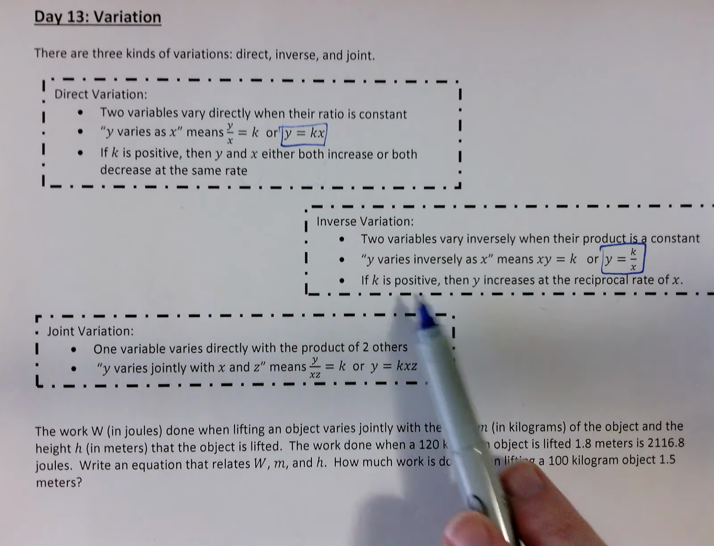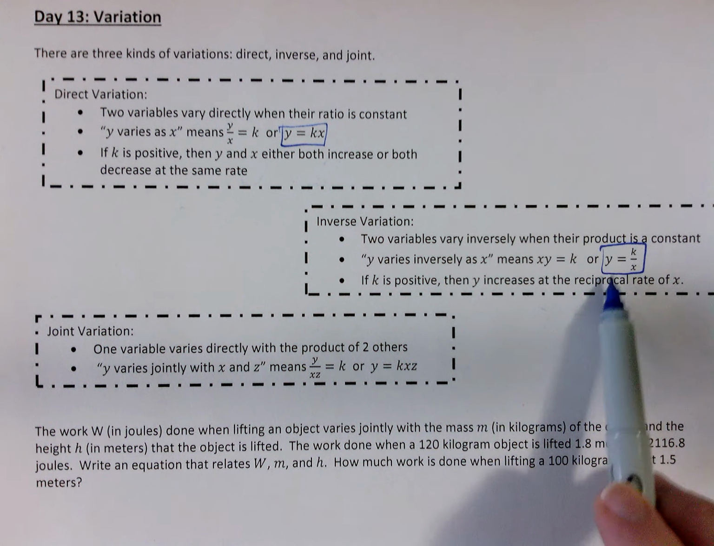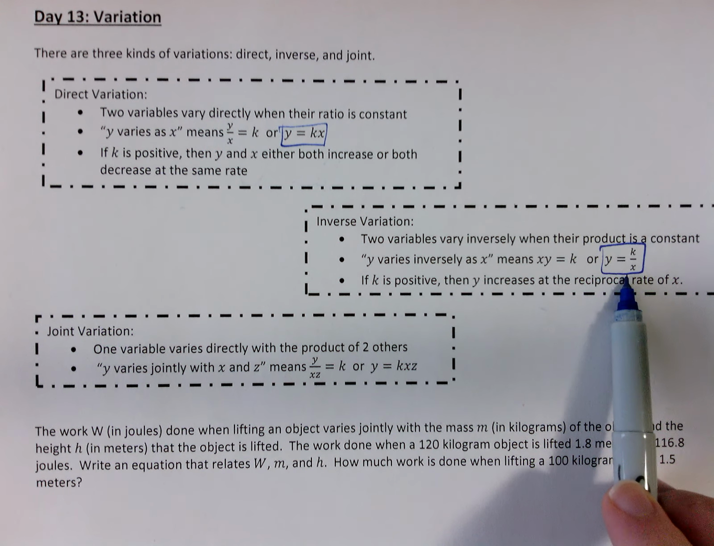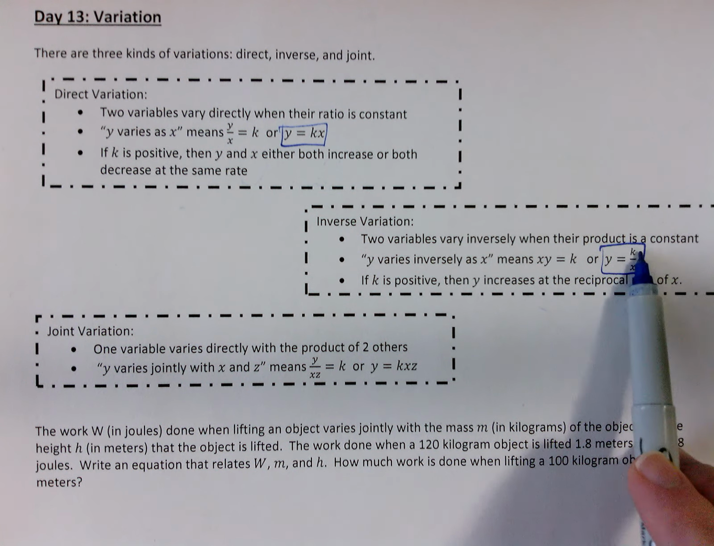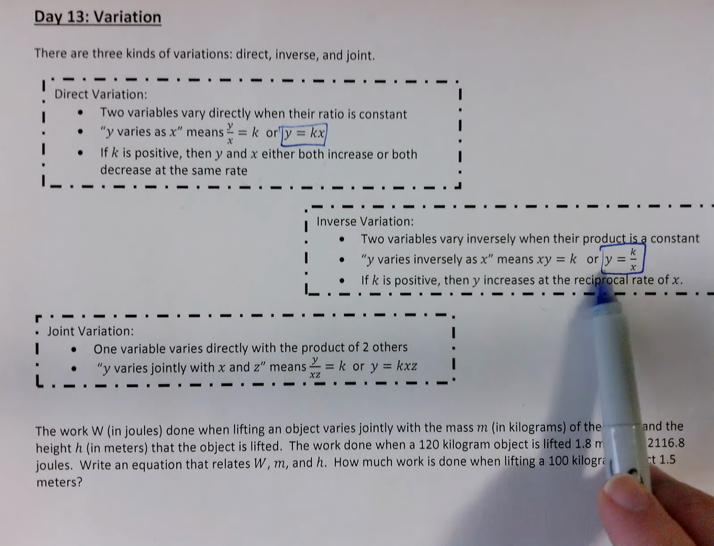And in this one, again, as long as your k value is positive, as x gets bigger, your y gets smaller. If this is the same number, as you divide it by bigger and bigger numbers, you're going to get a smaller answer. So as one of them gets bigger, the other one gets smaller.